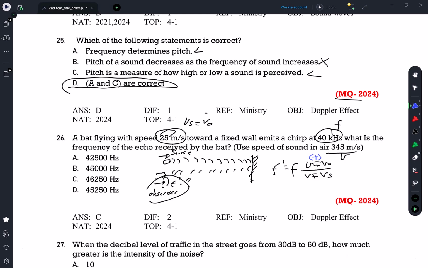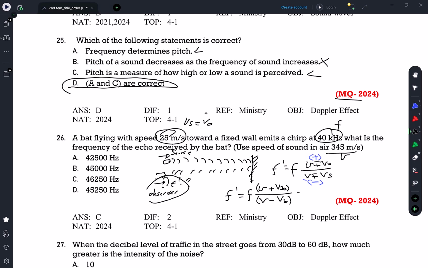The source bat also tends to approach the observer bat. So again, the pitch increases. This time the denominator must get smaller, and to get smaller, there must be a negative. So the equation is going to be this way: f prime is equal to f times (v, the speed of sound, plus the observer bat speed) divided by (v minus the source bat speed).